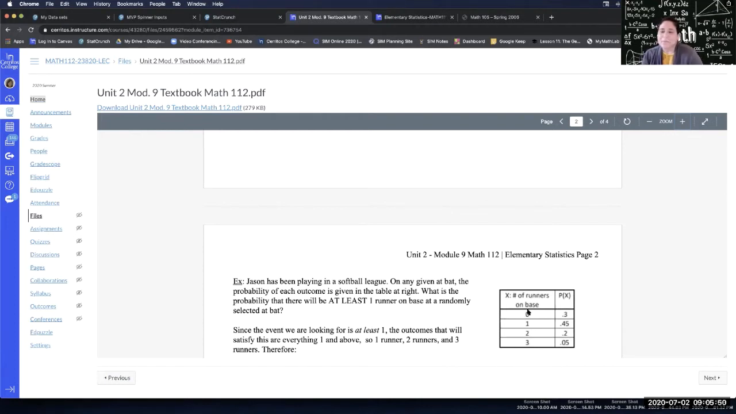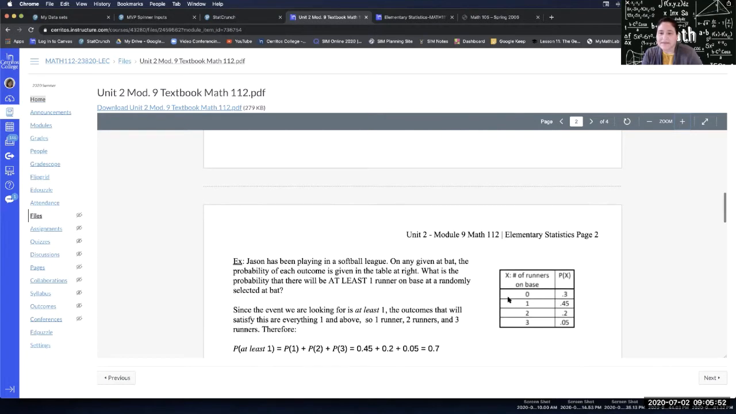But anyway, over on the number of runners on base, there could be nobody on base when he gets at bat. That would be the 0, and there's a 30% chance of that happening. There could be one person on base. There's a 45% chance of that happening. There could be 2 people on base. There's a 20%. And there could be 3 people on base. Why can't I have 4 people on base? Only 3 bases. There's only 3 bases. Thank you, Jaden.